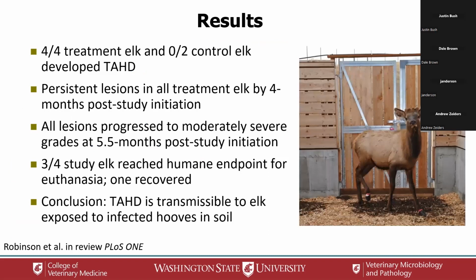And what we found is that we had 4 treatment animals and then 2 control animals. The 2 control animals were treated identically, except the inoculum that we made was made from clinically normal elk hooves that had been autoclaved to kill the bacteria in it. And what we found is that 4 out of 4 treatment elk, but neither of our control elk, developed gross and histologic lesions that were indistinguishable from those that we see in free-ranging elk with TAD. And we also were able to use DNA methods to identify treponema and some other bacteria that are commonly associated with TAD in those lesions.